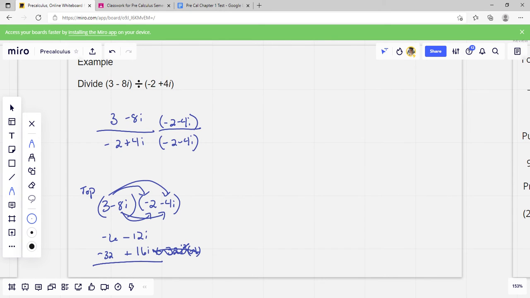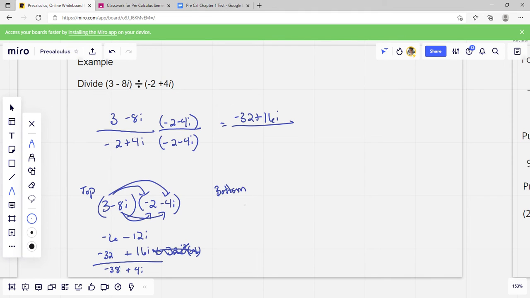All right, now I'm just going to add up my like terms. Negative 6 and negative 32 are going to be negative 38. And then I'm going to have negative 12i, and 16 minus 12 is going to be 4i. Okay, so there's my top. Negative 32 plus 16i. Now I'm going to do my bottom.